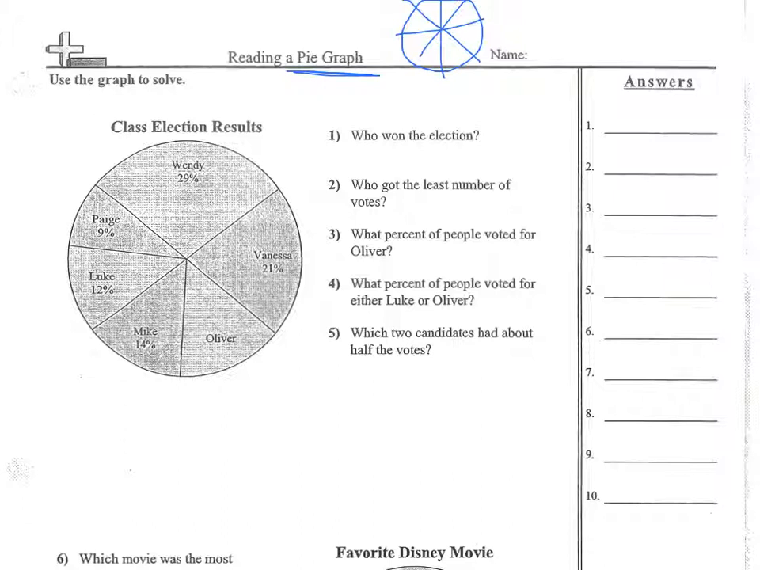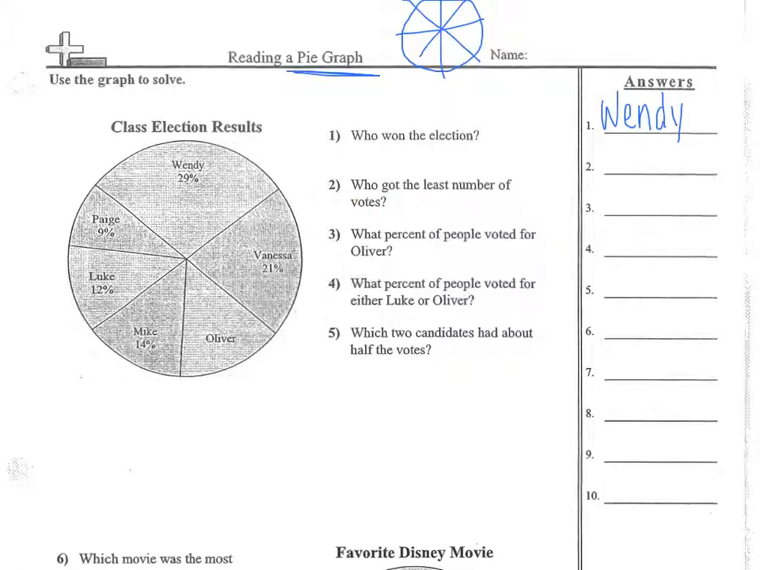Well, how am I going to figure out who won? I'm going to figure out who won by seeing who had the biggest percent. So I have 14, 12, 9, 29, and 21. Well, 29 is the biggest number, so that means Wendy won this.